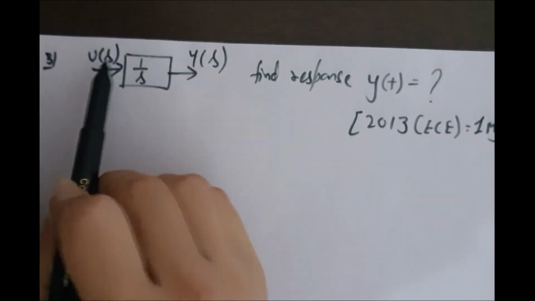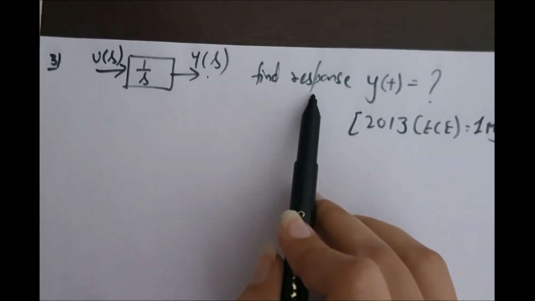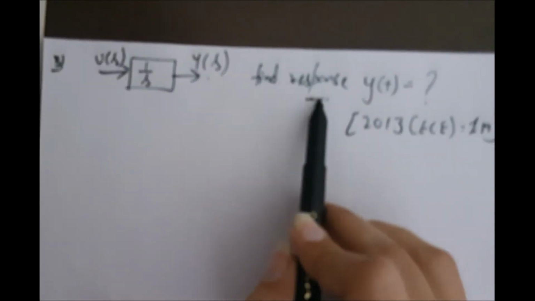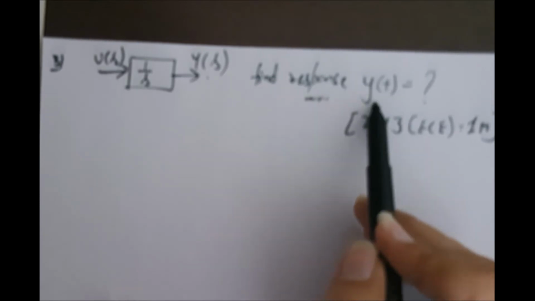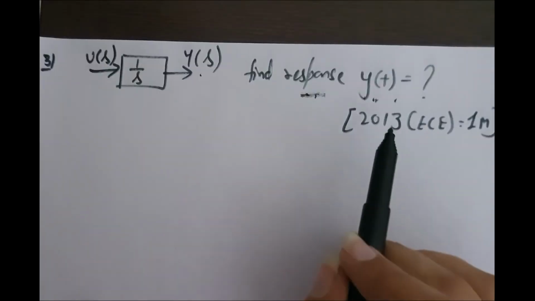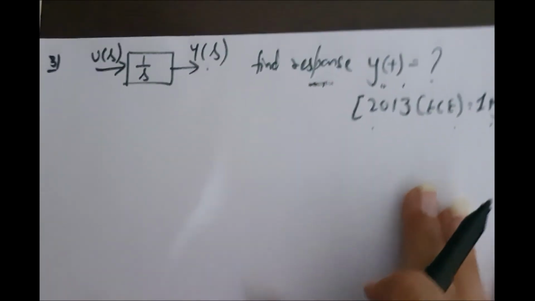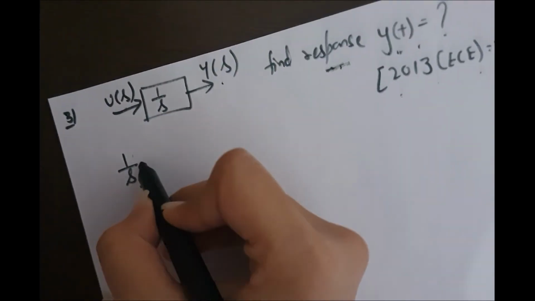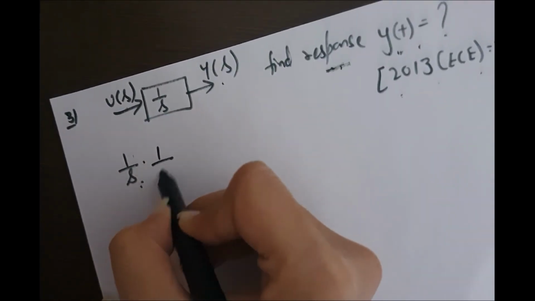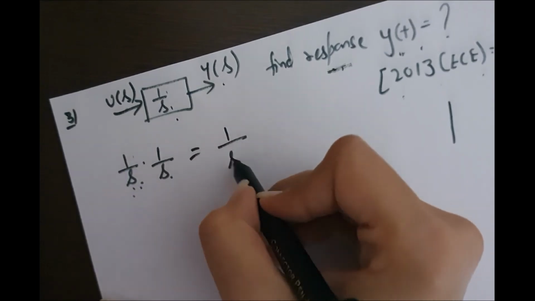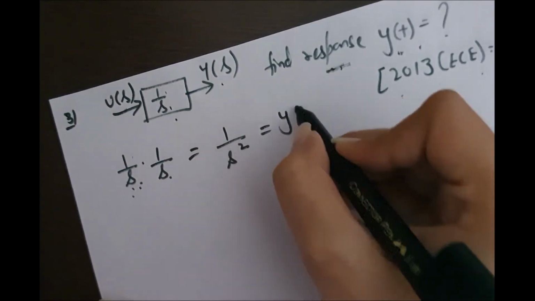Here input is U(s), output is Y(s), and we have to find the response of our system, that is output in time domain, that is y(t). This is a 2013 ECE 1 mark question. Here U(s) is 1 by s into 1 by s, so this is 1 by s square in Y(s).